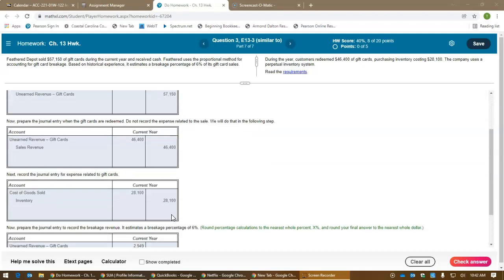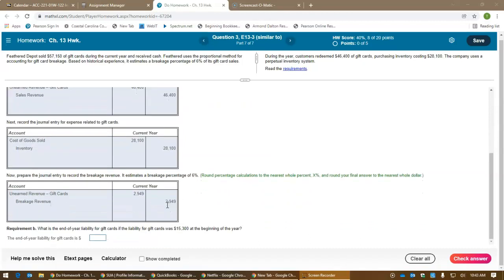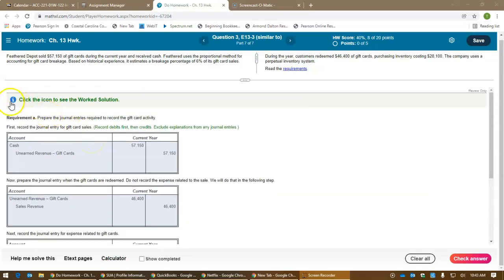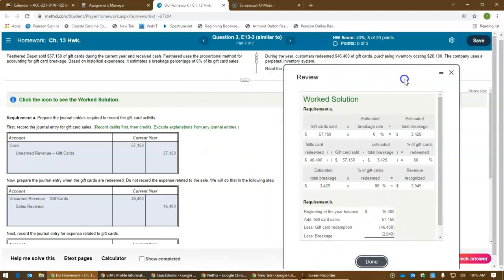Next journal entry is recognizing cost of goods sold and decreasing the amount of our inventory because of these sales. So cost of goods sold, remember that is an expense account. That's a debit going up $28,100. Inventory and asset going down is a credit, $28,100. Okay. Now this next one is the one where this is new information down here. This is something that we did not do in 120 or 180. So I'm going to pull up and show you the work, the solution.